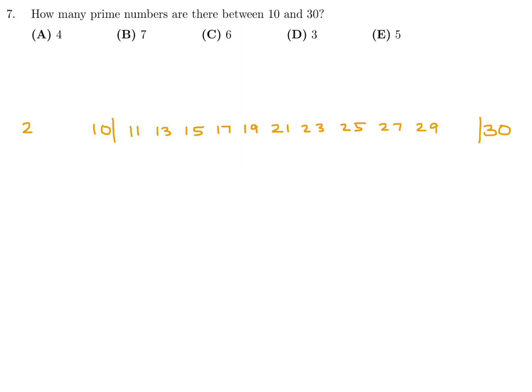Okay. 11, I believe, is prime. 13 is prime. 15 is divisible by 3, so not a prime. 17 prime, 19 prime. 21 divisible by 3, not a prime. 23 prime, 25 divisible by 5, not a prime. 27 divisible by 3, not a prime. 29 is prime. 1, 2, 3, 4, 5, 6 of them. So number 7, the answer is C.